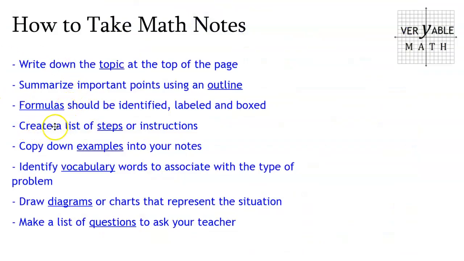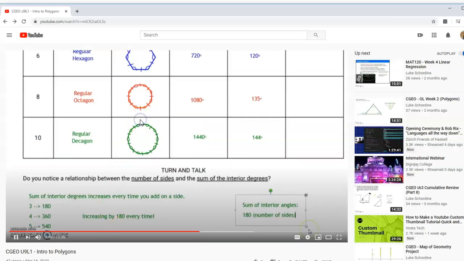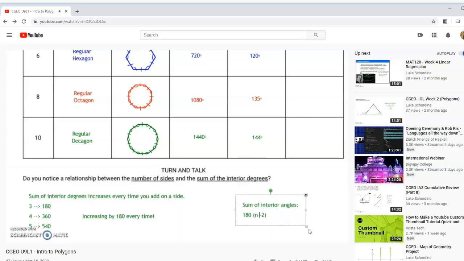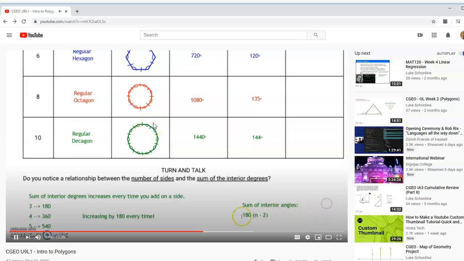The next thing I'd like you to do is to create a list of steps or instructions. So let's say your teacher goes through a method on how to do a certain type of problem like this. We're going to take the number of sides, which we're going to abbreviate with n, and we're going to subtract 2 from that. Don't believe me? That means 180 times n.